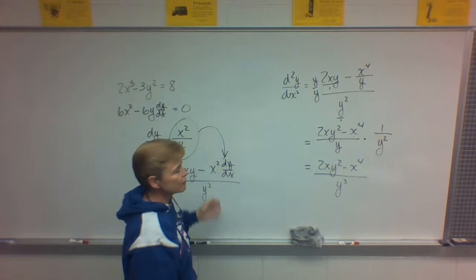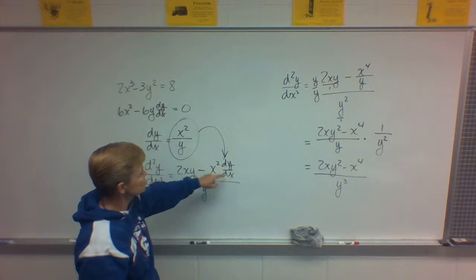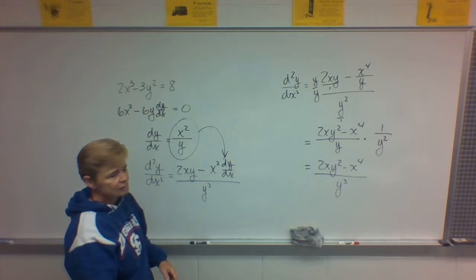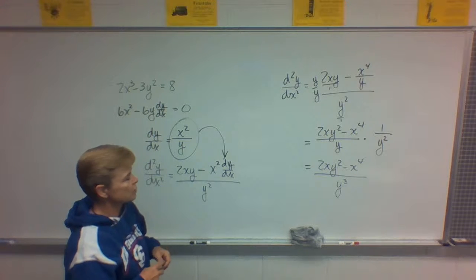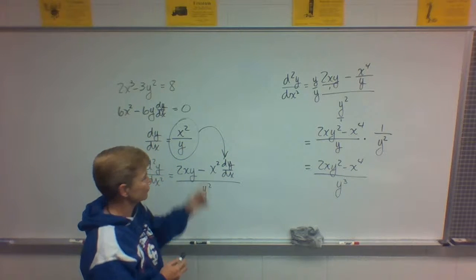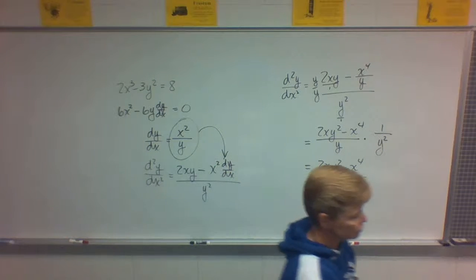So a second derivative, folks, cannot be left in terms of the first derivative. You've got to come back and substitute that and clean it up. So your second derivative must be in terms of exclusively x and y. You cannot have a variable that is the first derivative. You have to replace it.